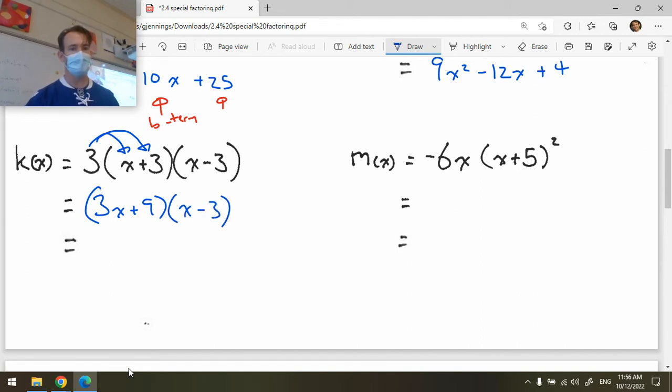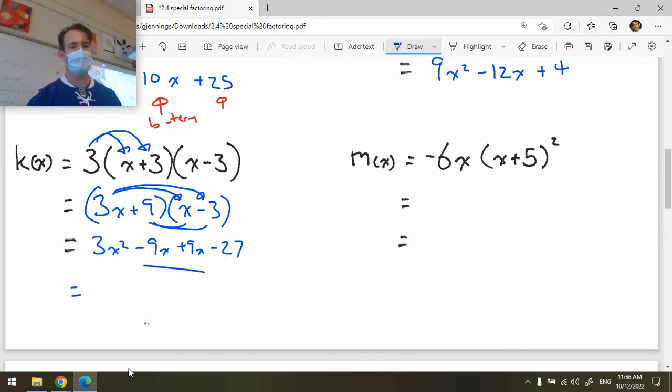And now we can expand this way. 3x squared is given here. And then we have minus 9x plus 9x minus 27. Oh, wouldn't you know it happened again. These middle terms are going to cancel out. Even though these brackets look different after B distributed that 3 into that first term, it still cancels out that middle term. Isn't that cool? 3x squared minus 27. Okay, cool.